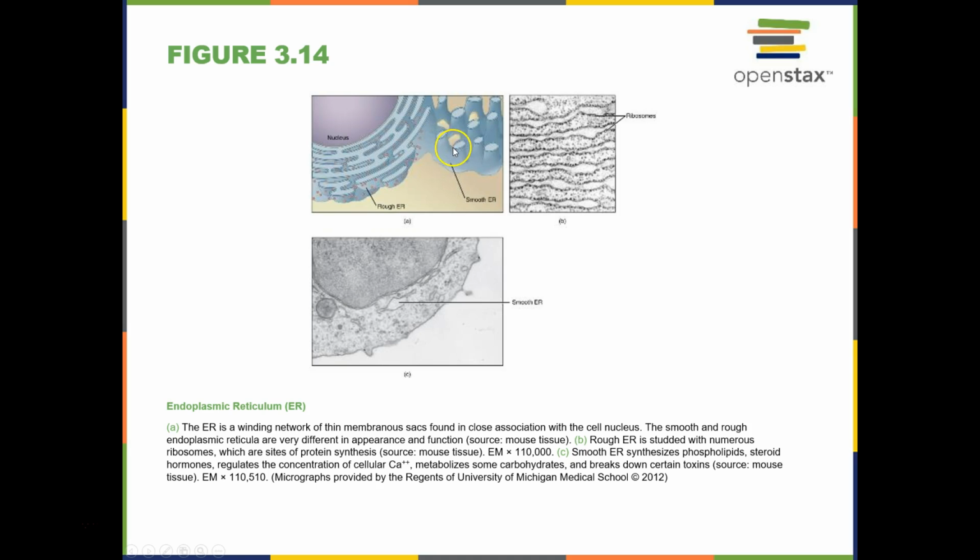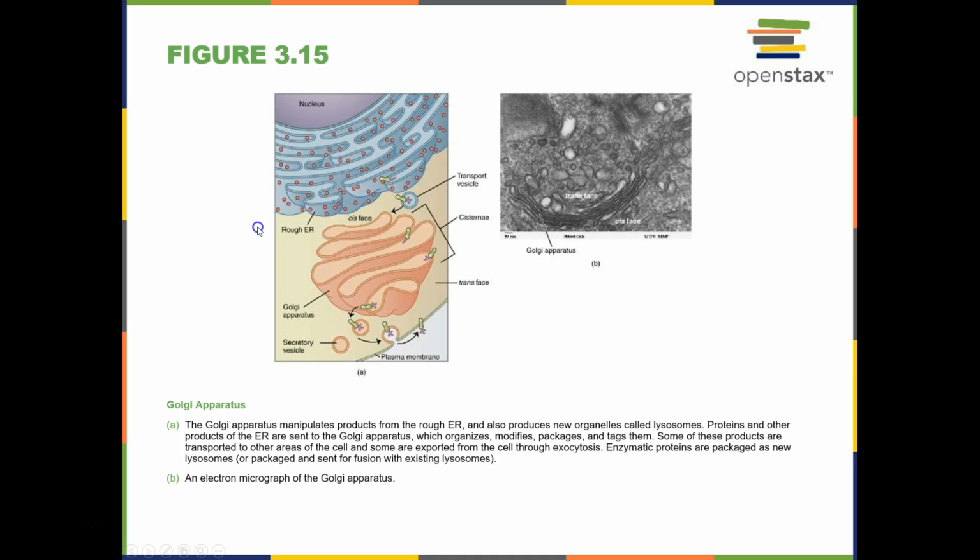The smooth ER functions in synthesizing phospholipids and steroid hormones from cholesterol. It also helps in breaking down certain toxins. So you end up having a lot of smooth ER in areas like your liver, whereas you're going to have a lot of rough ER in areas where you need a lot of proteins produced. And so again, you see that rough ER here. The rough ER is going to move from the nucleus to the Golgi.